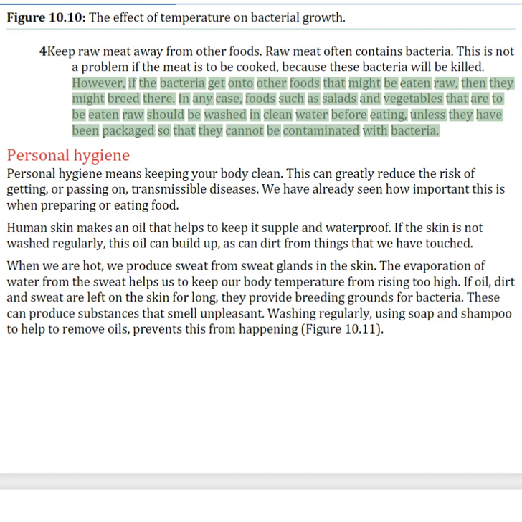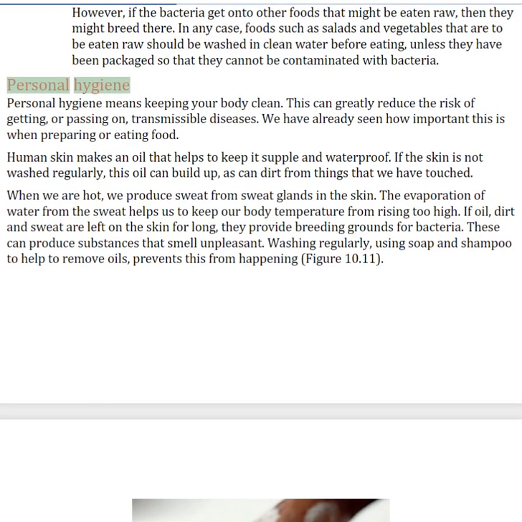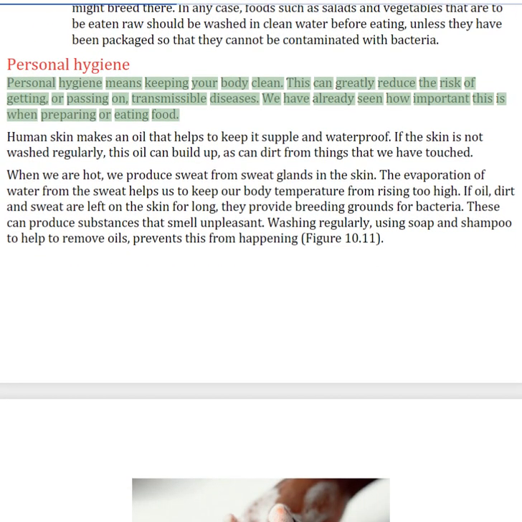In any case, foods such as salads and vegetables that are to be eaten raw should be washed in clean water before eating, unless they have been packaged so that they cannot be contaminated with bacteria. Personal hygiene. Personal hygiene means keeping your body clean. This can greatly reduce the risk of getting, or passing on, transmissible diseases. We have already seen how important this is when preparing or eating food.